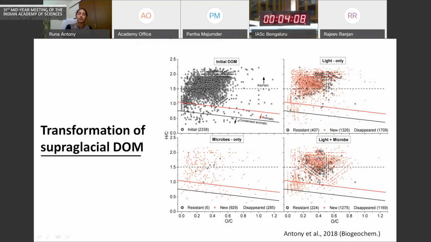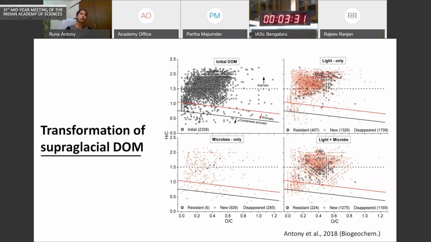The black circles basically denote the original organic molecules present in the sample, and the red circles indicate the new ones that were produced. So these photochemical and microbial processes resulted in massive changes in the organic matter composition, where several new molecules were formed. And these new organic compounds resulting from these processes had very different properties when compared to the original sample. And we also saw shifts in nitrogen, sulfur, and phosphorus content of this organic matter.